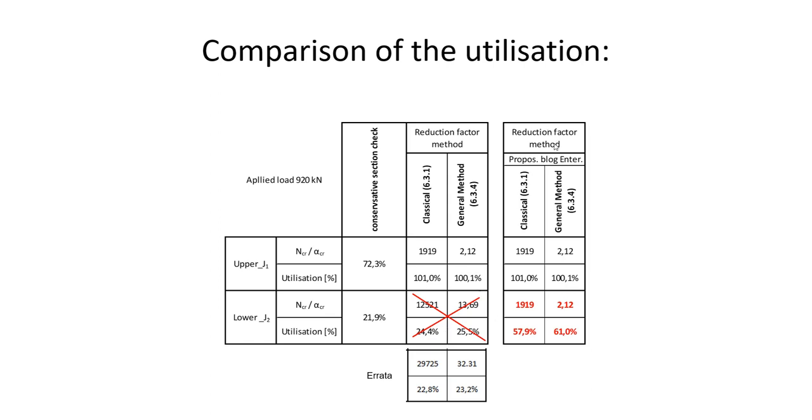What has the blogger proposed? It is for the lower column 57% and for the upper column 61%. In the general method, if I use this alpha critical, it will be 57 and 61%.